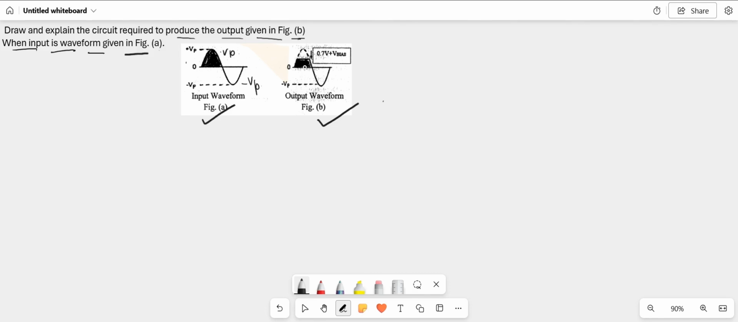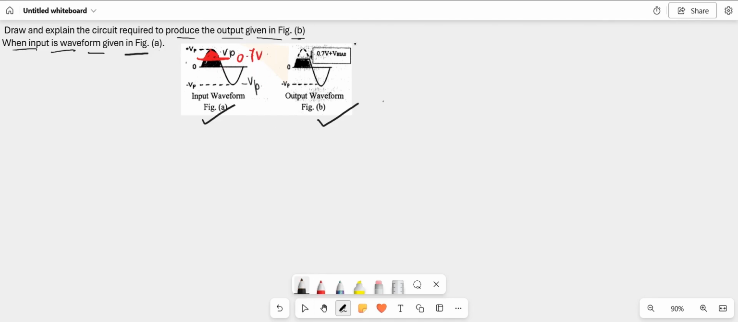What we have done here is we have clipped a portion of this waveform from this particular point. Let me show it. So this is the waveform, and I have clipped it at this point. This portion, which I am marking in red, is clipped off and only the black portion will remain. And in the question it is given that a 0.7 volt bias is given, which is the condition for this clipping.